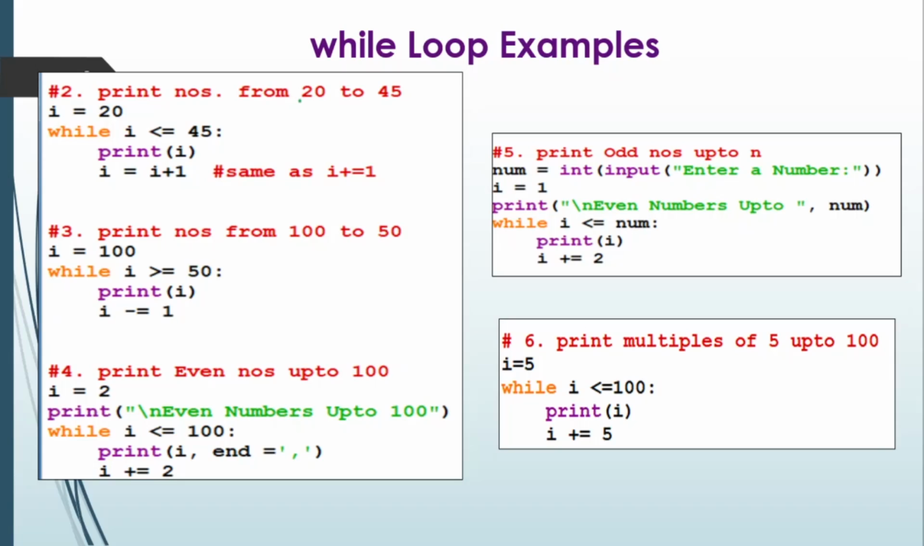In this example, we have to print numbers from 20 to 45. Here the initial value is 20 and the termination point is 45. So we have to give the condition as I less than or equal to 45. The value of I will be printed, and since all the numbers are to be displayed, the loop control variable is updated with 1. So first the value will be 20. 20 will be printed and the value of I becomes 21. The condition is evaluated, 21 less than or equal to 45, true. 21 will be displayed. Like that, numbers from 20 to 45 will be displayed.